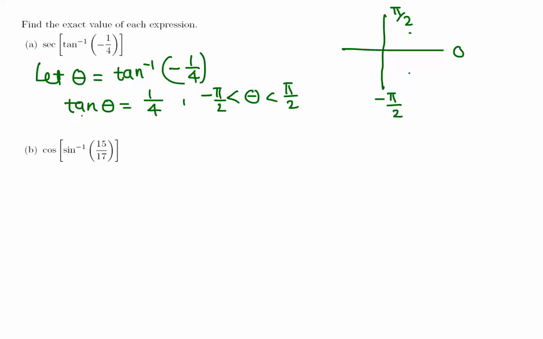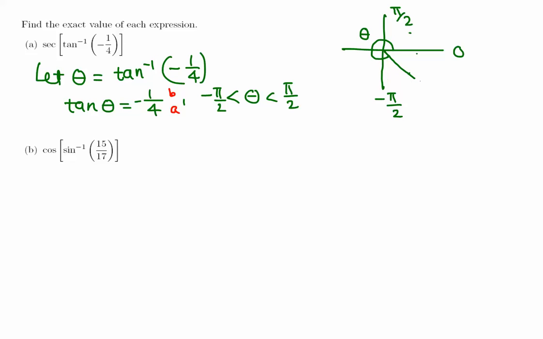Tangent is, sorry, negative 1 over 4. I forgot that negative part. We know that tangent is opposite over adjacent, opposite B over adjacent A. Since tangent is negative, theta should be in this fourth quadrant. Everything is positive in the first quadrant, so theta is here.